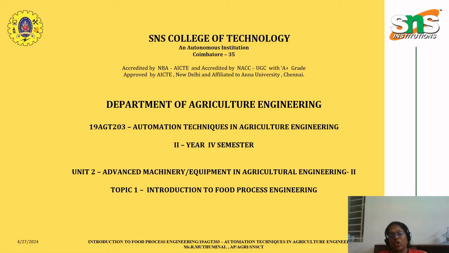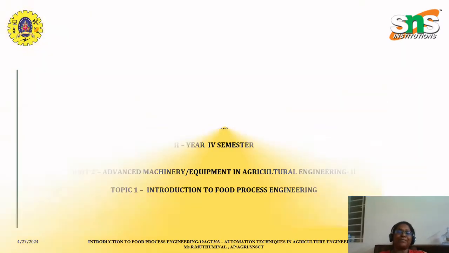Today we will see the topic on Introduction to Food Process Engineering. This is the continuity of the subject Automation Techniques in Agriculture Engineering under the unit Advanced Machinery and Equipment and Agricultural Engineering Part 2. This is for the students of second year, fourth semester.